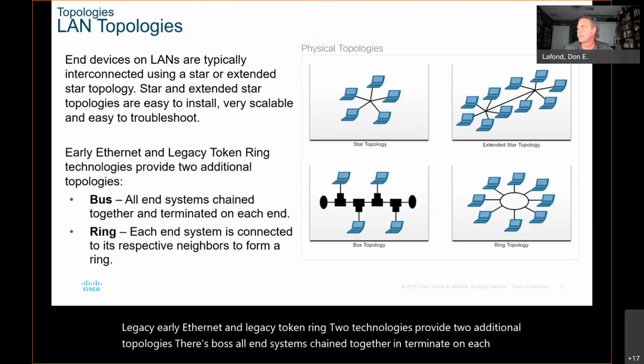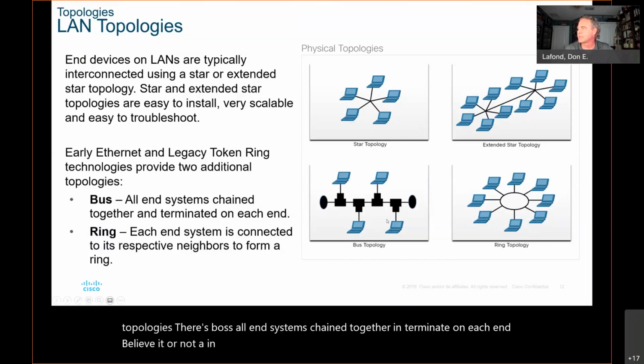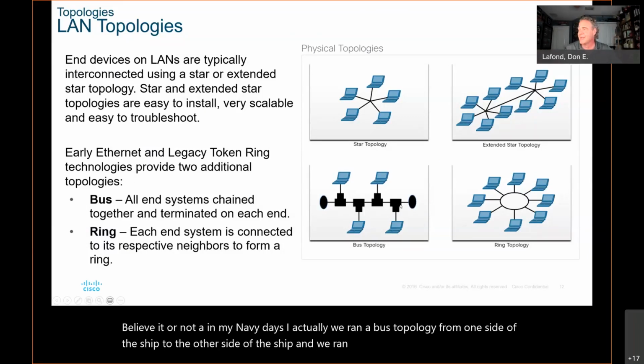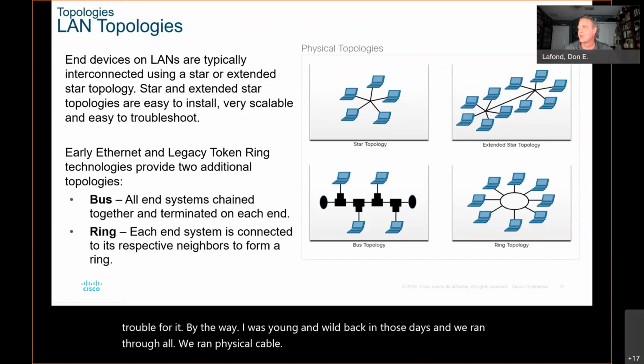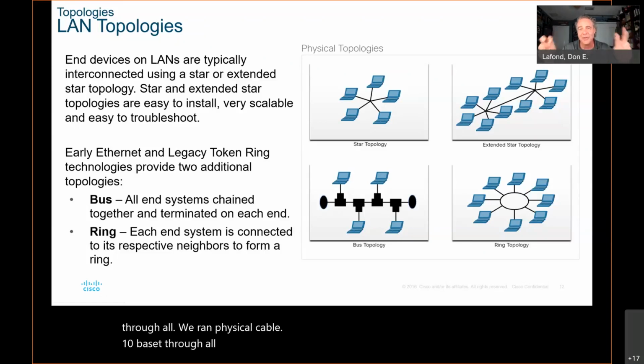Believe it or not, in my Navy days, we ran a bus topology from one side of the ship to the other side of the ship. We got in trouble for it, by the way. I was young and wild back in those days, and we ran physical cable, 10-base-T, through all of the waterproof connectors between rooms, and they didn't like that when they found out that we did it for gaming.